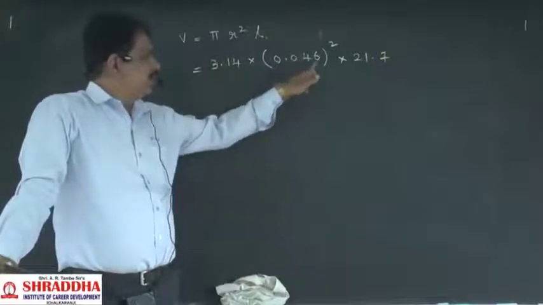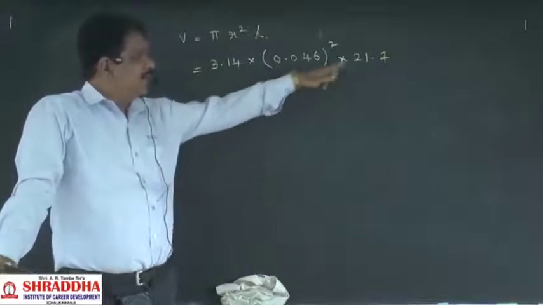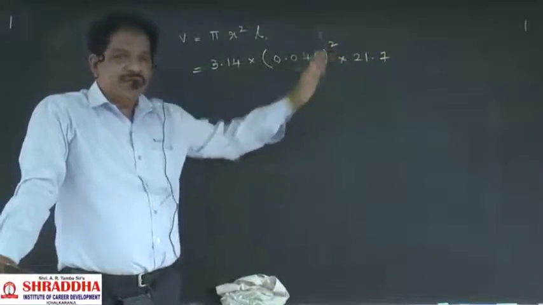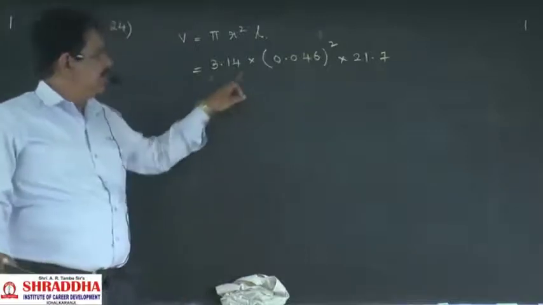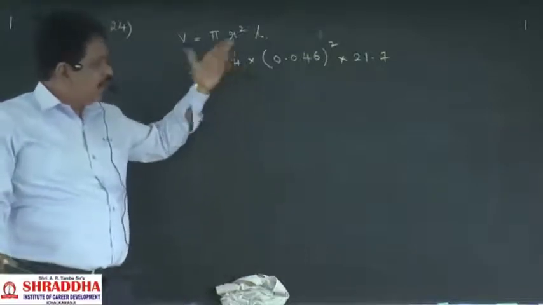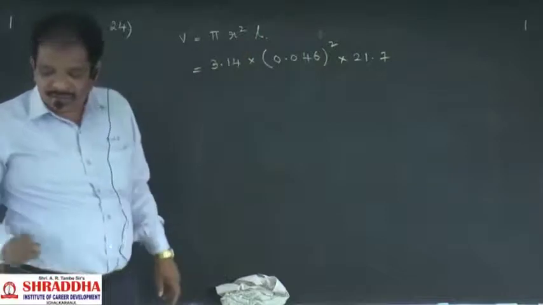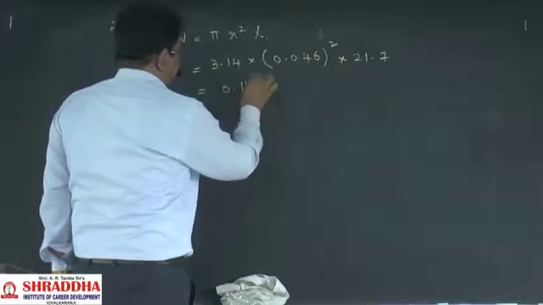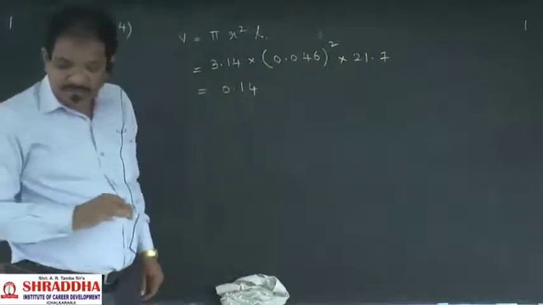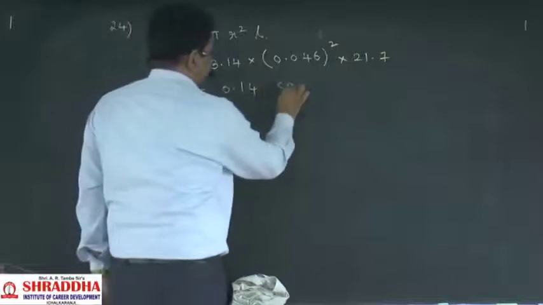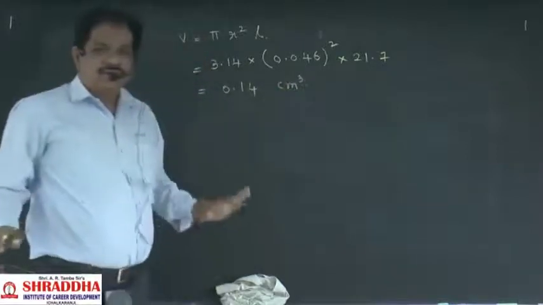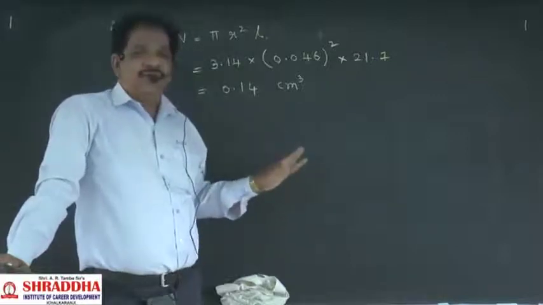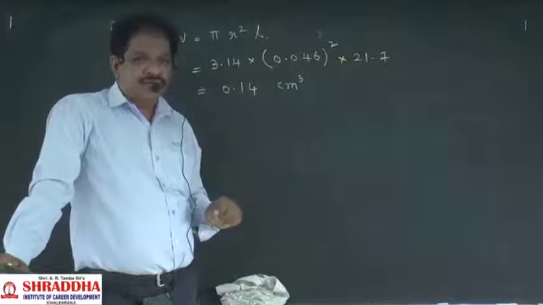Here it is having two significant figures. It is having three significant figures. That's why you can do the normal multiplication with 3.14. And the final answer, if you rounded that, you will get the value as 0.14. Unit will be centimeter cube. Clear? Understand? Do the normal multiplication, rounding the final value to two significant figures.